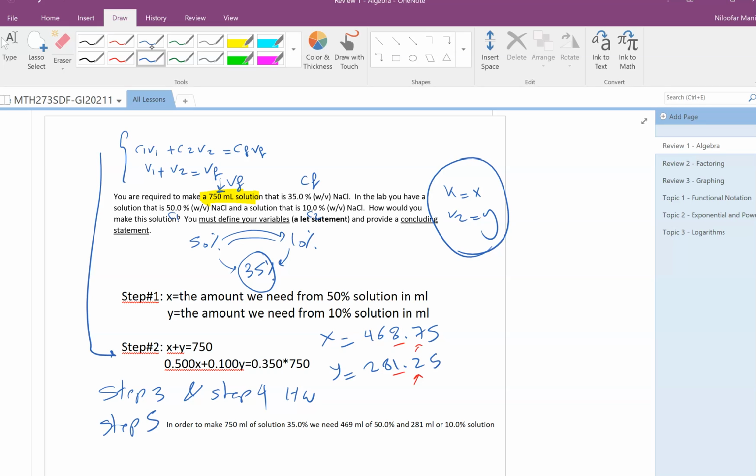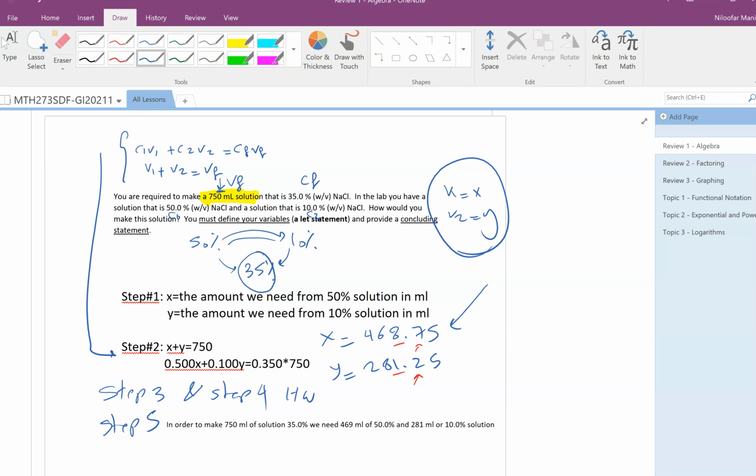Read the question. This is step 0. Understand, estimate the answer, if it makes sense or not. Like here, I estimated, oh, I need more from 50%, and yes, I have more from 50%. Makes sense. I didn't make a mistake. Of course, I have to check my work, but I have to see if it makes sense. Step number 1, define your variables. I don't want a story. I don't want you to write one book. You just have to be informative enough that I understand what's going on. I'm looking for the amount, volume, price, weight.